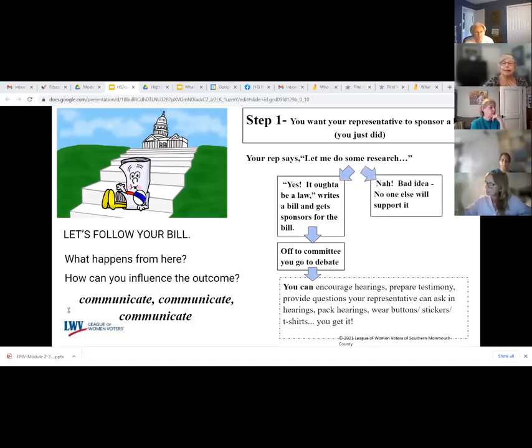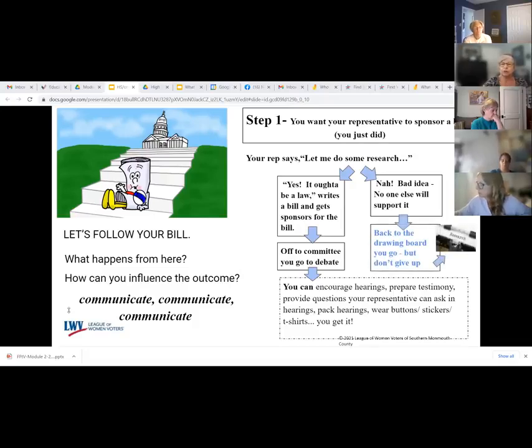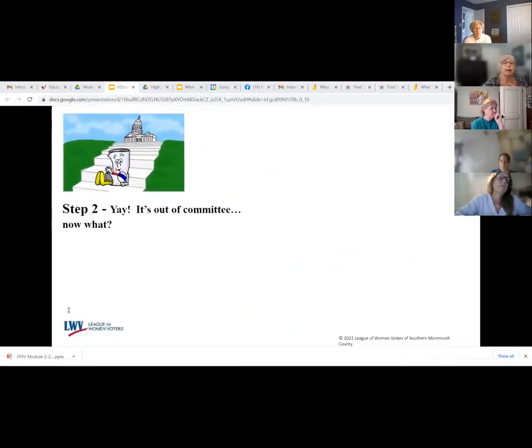But you might say, nah, bad idea. Nobody's going to support it. And then your job is to go back to the drawing board to figure out a different approach that might work. And maybe it's just rewording what you're looking for. Maybe it's trying a different tack entirely, but don't give up. But let's say it's step 2 and it's out of committee.